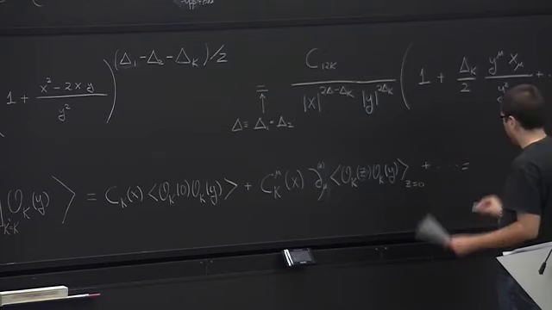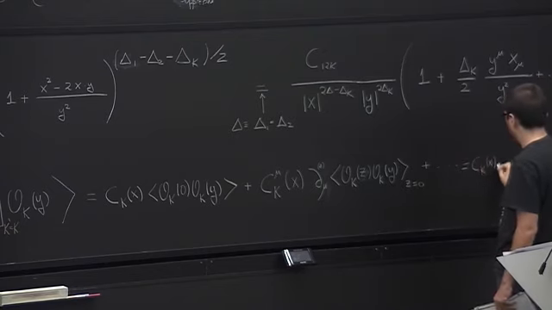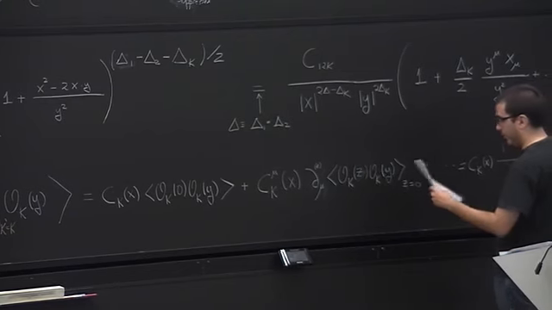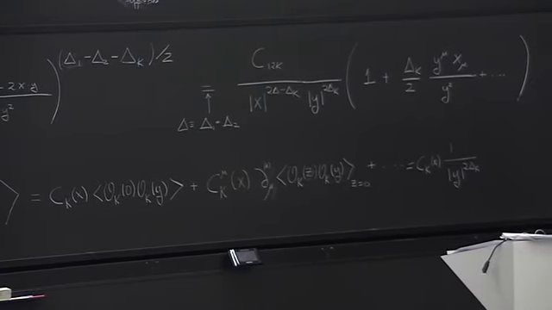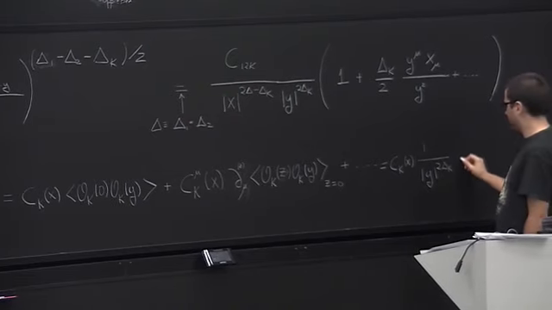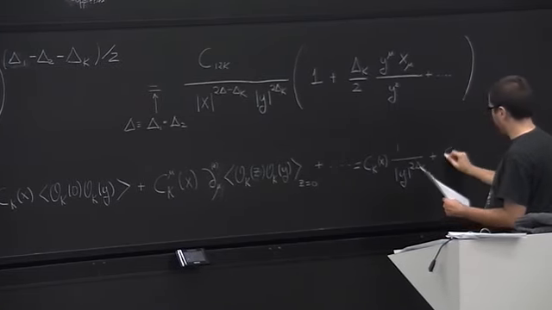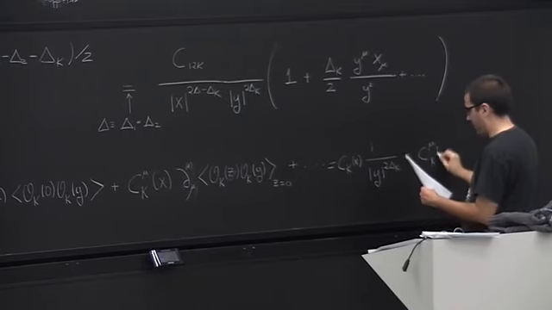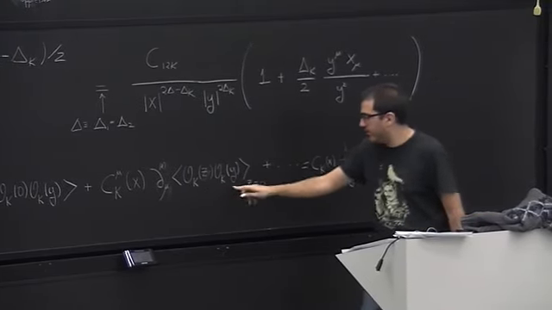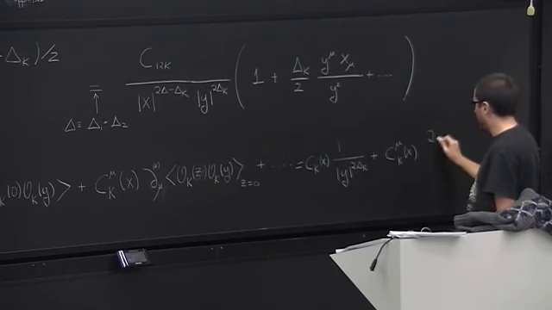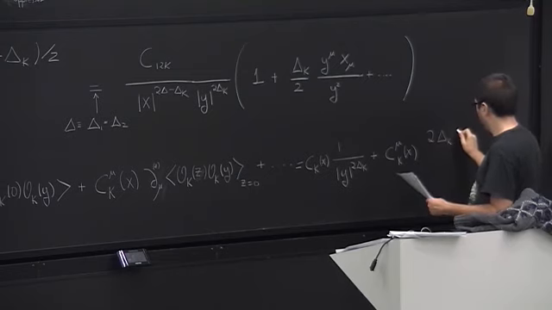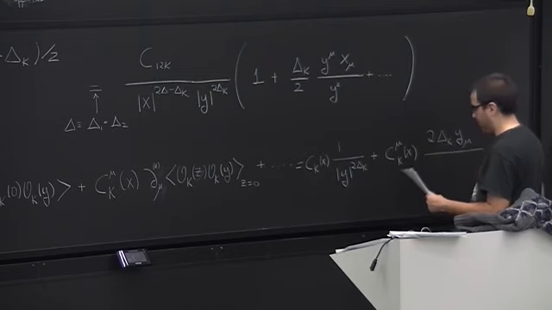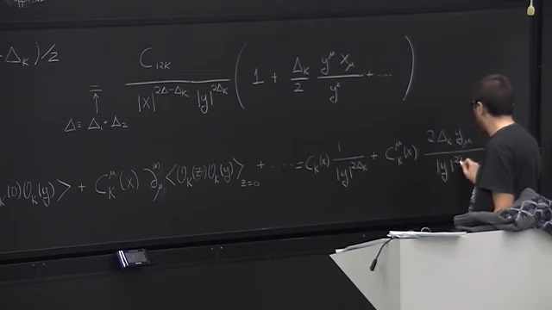And this is equal to c_k(x), 1 over, and now if we compute that, is 1 over |y| to the power 2Δ_k, plus the derivative, which gives c_μ^k(x). Now you take the derivative of a two-point function. What gives the derivative? It gives 2Δ_k y_μ divided by absolute value of y to the power 2Δ_k plus 2, plus dot, dot, dot.